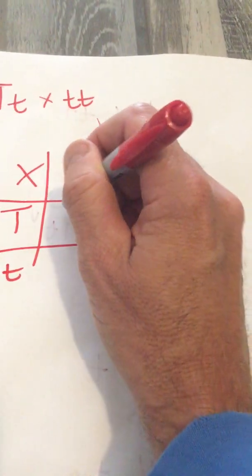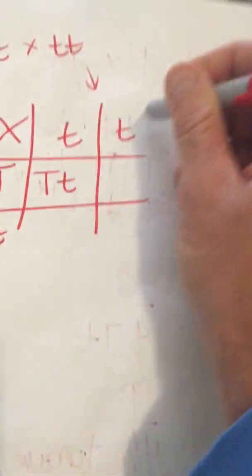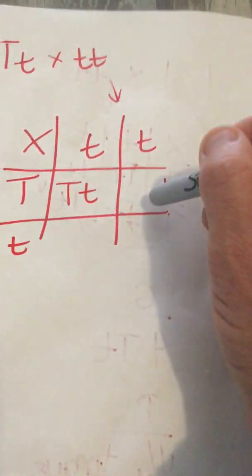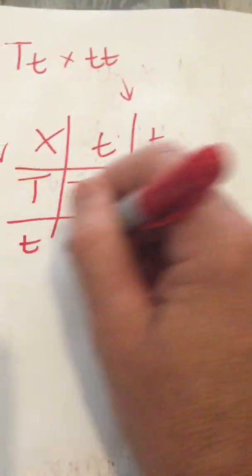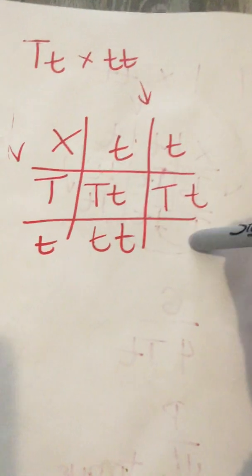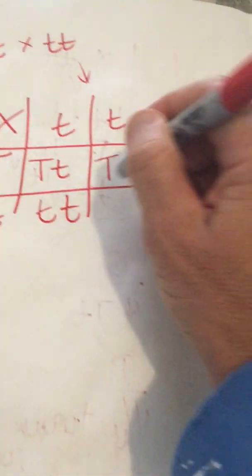Once again, we match up the columns here, so we have a big T from the side, little t from the top. A little t from the top here, big T from the side here. We have a little t from the top, little t from the side. And then over here, you can kind of guess that we'll have a little t from the top and a little t from the side.